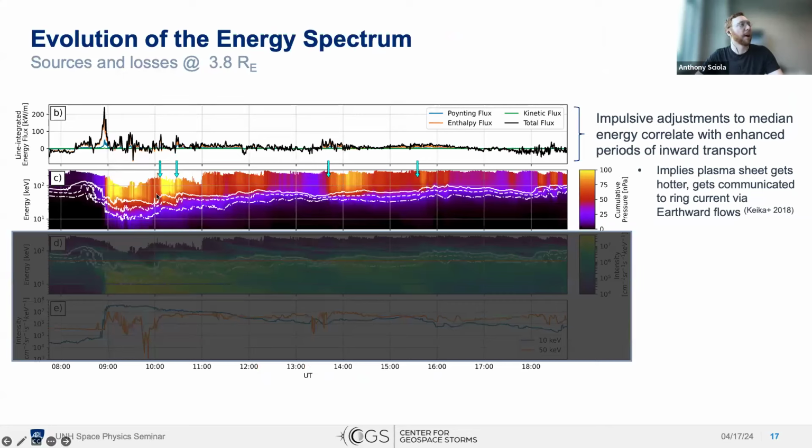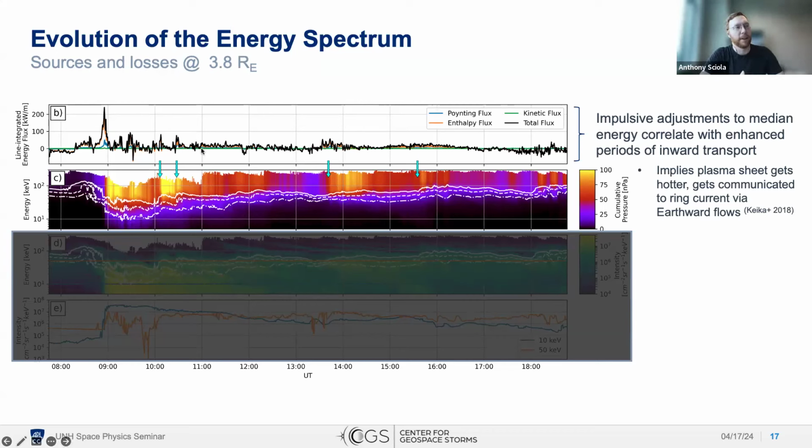So what we have here is looking into sources and losses contributing to the evolution at this 3.8 RE probe point. The first thing we look at is just the total energy flux through that 6 RE arc once again, but over a longer period of time, to get at how transport of new plasma affects this. And we do indeed see, after this initial ring current buildup, a number of impulsive enhancements in this median energy, particularly at these two right after initial ring current buildup and this one later on, that correlate pretty well with enhanced periods of inward transport.